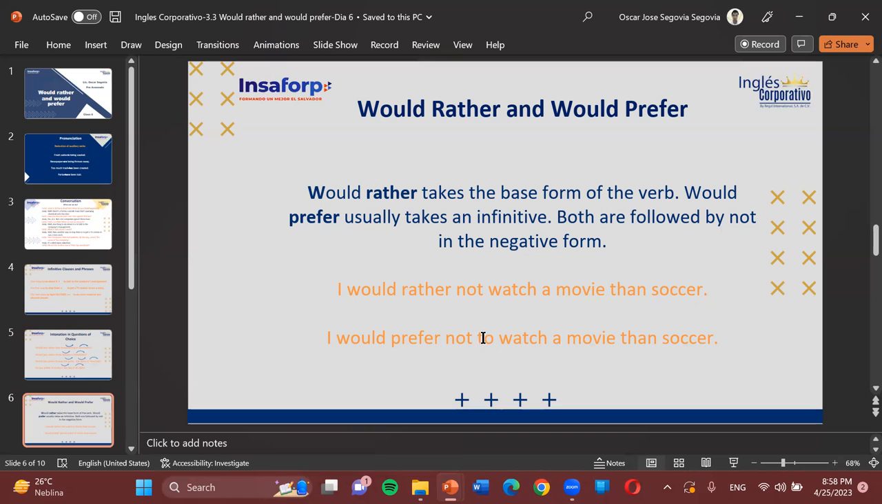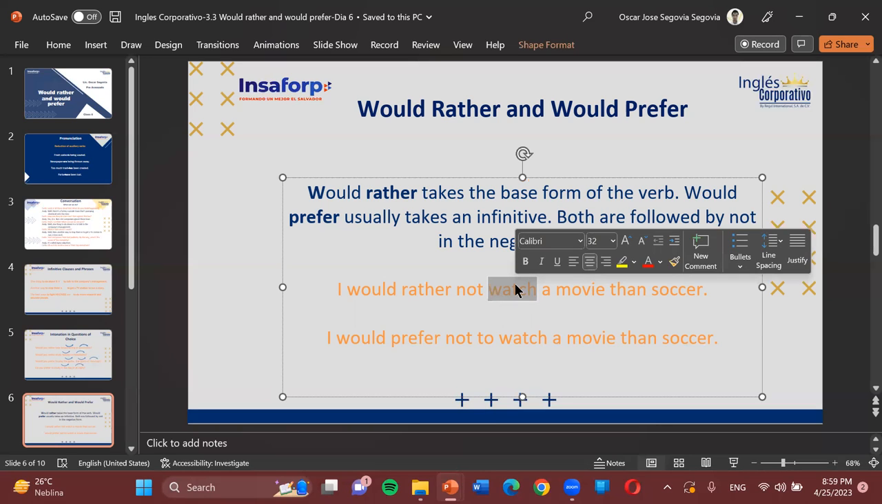Y es bastante similar cómo funciona en prefer. O sea, la única diferencia de prefer es esta, ¿verdad? Que tiene aquí la utilización del infinitivo. Pero el not va justo después de prefer. Y la oración se leería de la siguiente forma. I would prefer not to watch a movie than soccer. Sí, I would prefer not to watch a movie than soccer. Entonces, preferiría no ver una película que no ver fútbol, ¿verdad? Entonces, estamos hablando como de que si me ponen a elegir, yo prefiero no ver una película, pero siempre ver fútbol. So yeah, of course you guys can use it in different aspects.